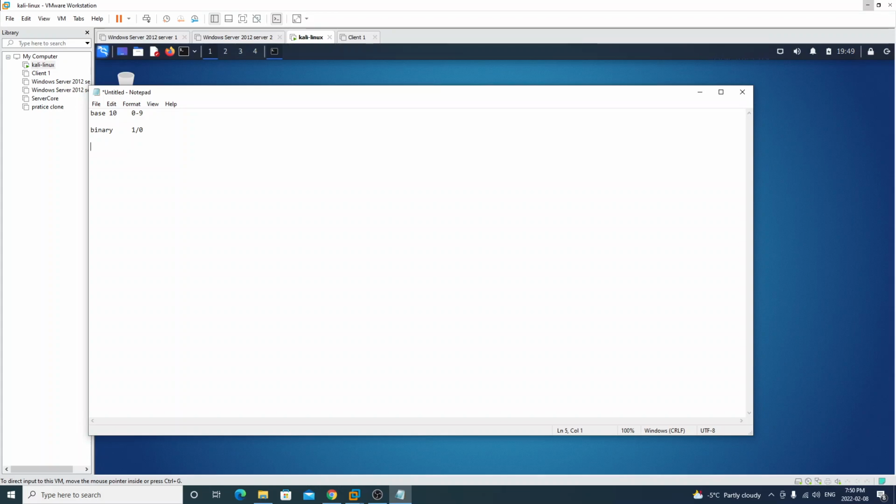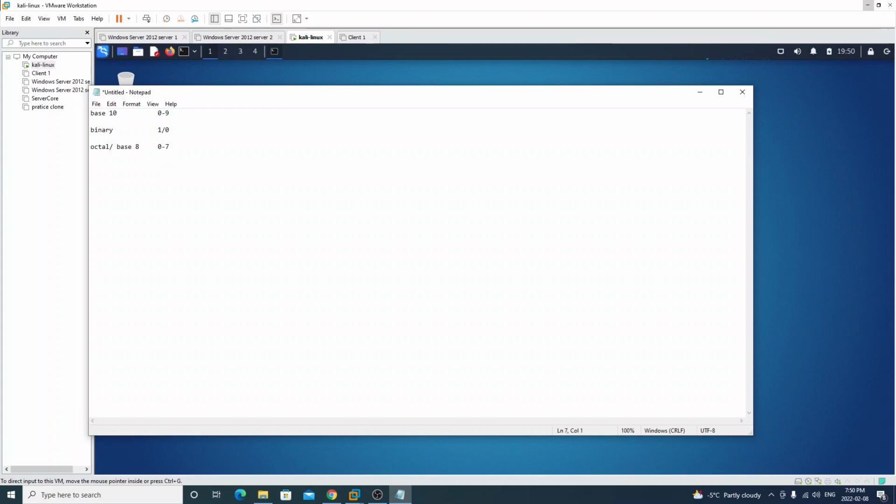Then there's octal, which you can say is base 8. The reason why it's base 8 is because there are 8 numbers to work with. So we work from 0 to 7. 0 counts as a number.